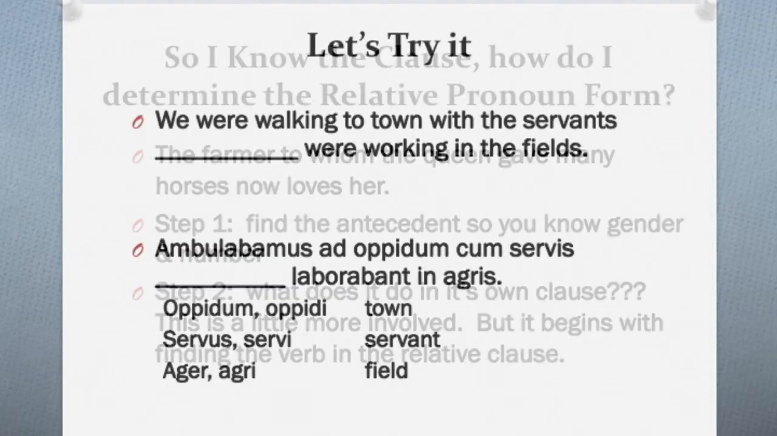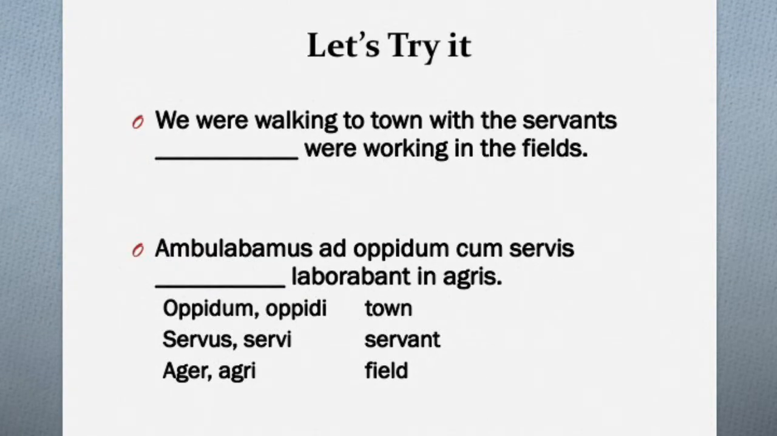Let's practice. As we look at this first sentence, we were walking to the town with the servants who, whom, whose, or which were working in the fields. We must determine the antecedent of the relative pronoun, which would be the servants. Servants tells us that my pronoun must be masculine and plural. Now, what is the relative pronoun doing in the clause who, whom, whose, or which were working in the fields? I said the first thing that we need to do is find the verb, which is were working.